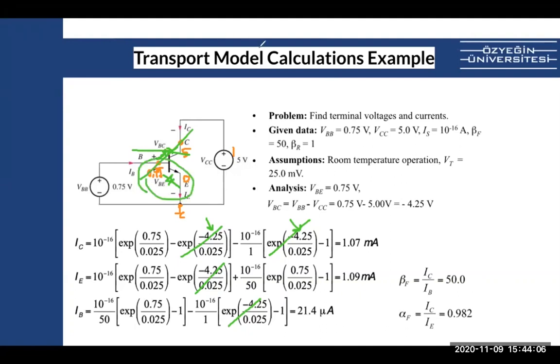But if this one wasn't 5, let's say this was 0.5, and this is 0.75 here. This diode is still kind of off, but slightly there will be some small current on it. So instead of minus 4.25, the voltage on it will be 0.25, because 0.75 minus 0.5 is 0.25. And that 0.25 will cause some issues. Compared to this, it is still small, but still it will have an effect.